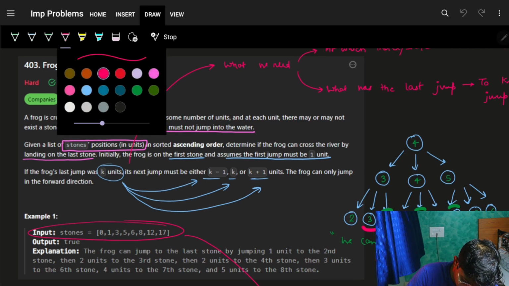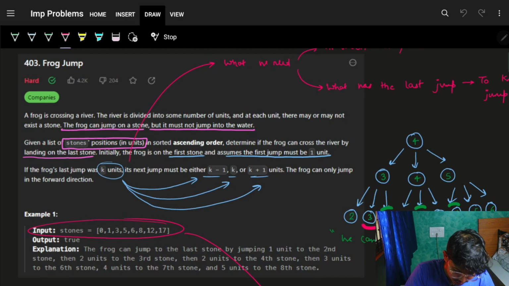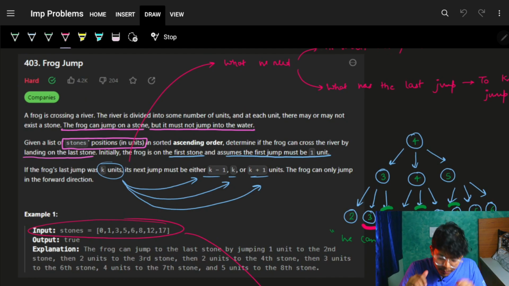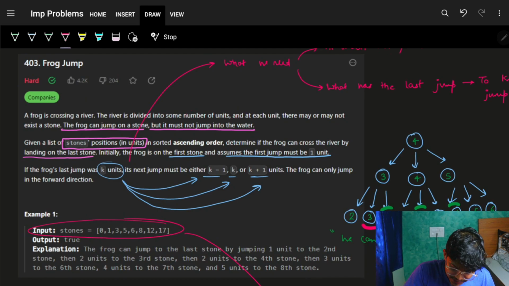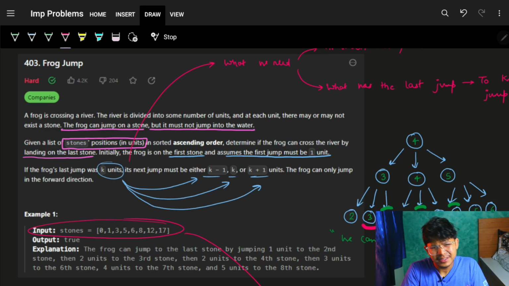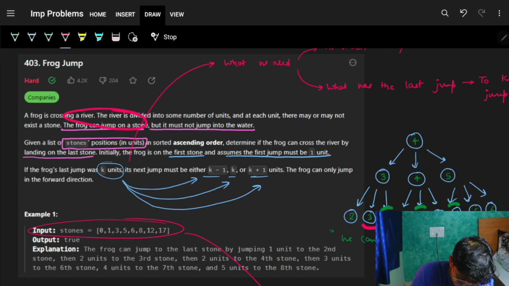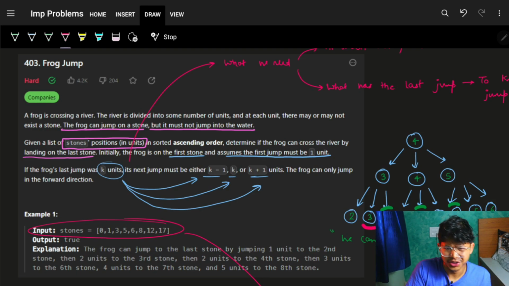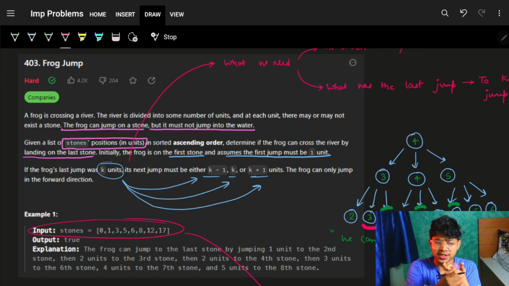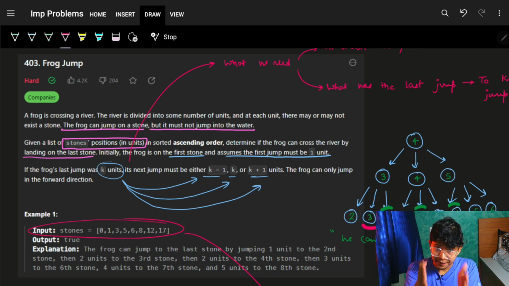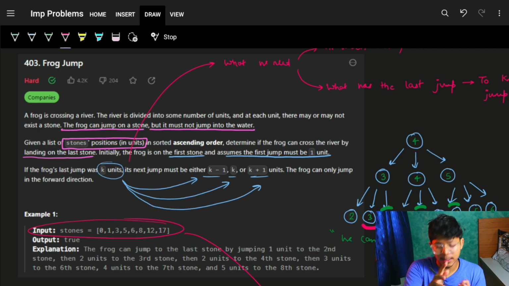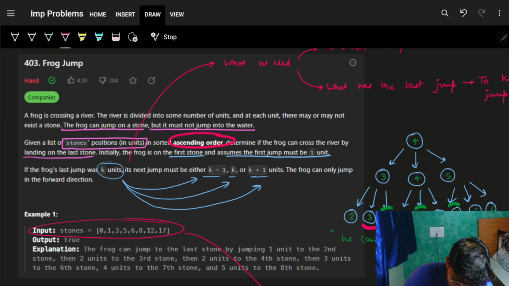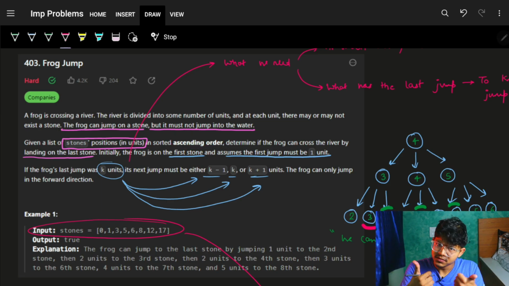Cool. The problem says that I have a frog crossing a river, and the river is divided into some number of units. At each unit I can have a stone. The frog can only jump on these stones; he cannot jump or dive into the water. I have a list of stone positions, which means if I have a position, I have a stone at that position. And it is sorted in ascending order. Cool. That's a thing for us.